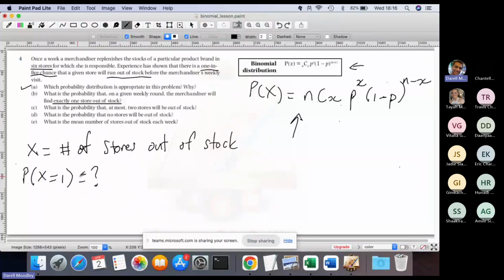Let's start with x. We already know x. It's what the question asks us for. So wherever we see the x, we are going to substitute 1. The n is the number of trials. So in total, how many stores do we have? We only have 6 stores. That's why we underlined this part. n is equal to 6.